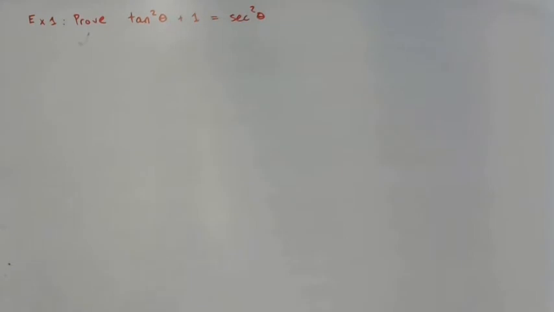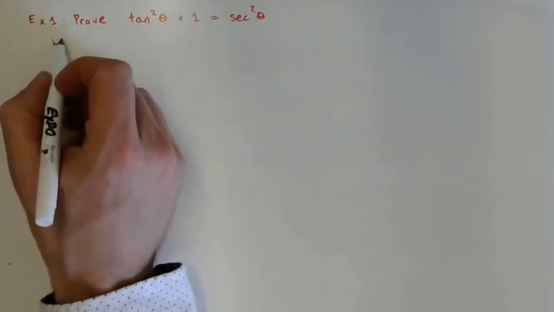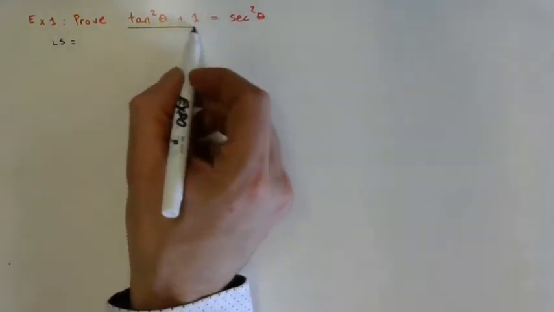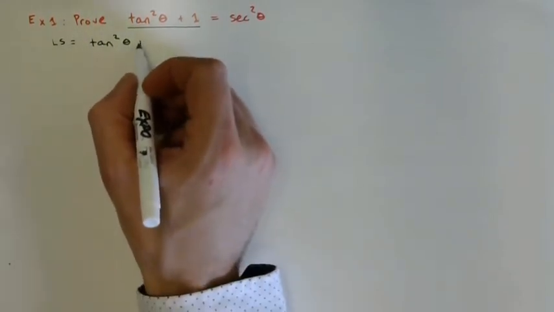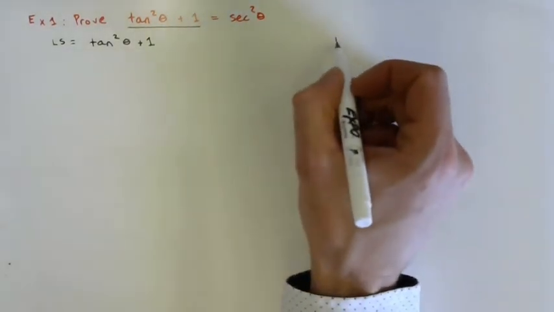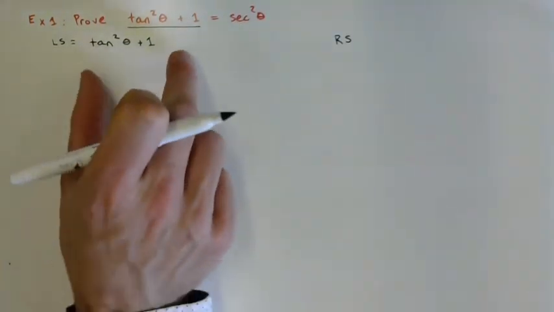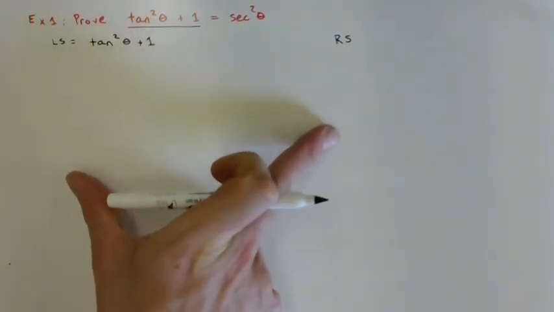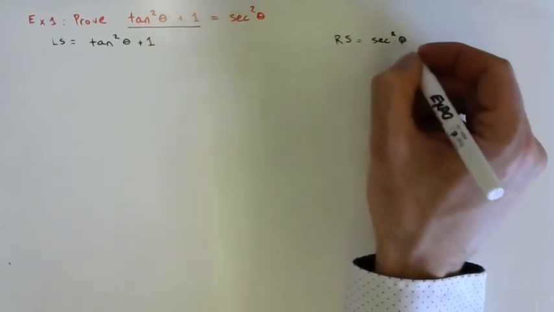Okay, ladies and gentlemen, example 1: prove that the square of tan theta plus 1 is equal to the square of secant theta. First step, set it up, proper format. The left side of the equation is the square of the tangent of theta plus 1. And over here, leave some space. Don't crowd yourself out and put right side right here, because sometimes these things grow as you move down. Right side here is the square of the secant of theta.